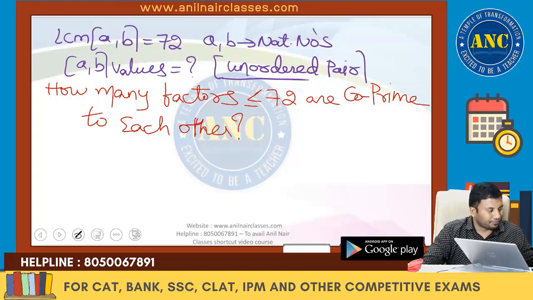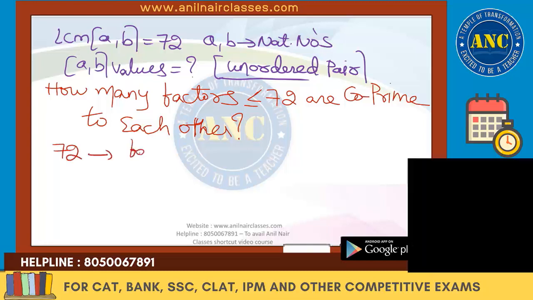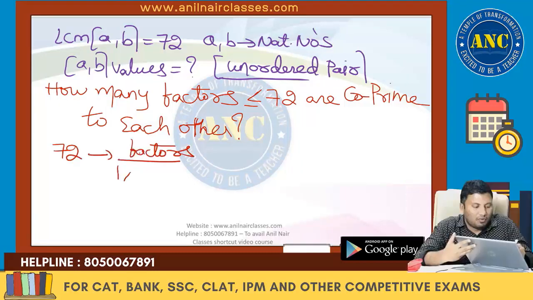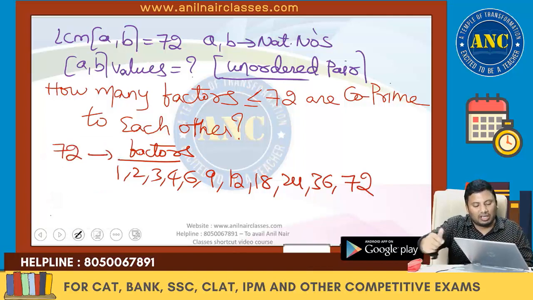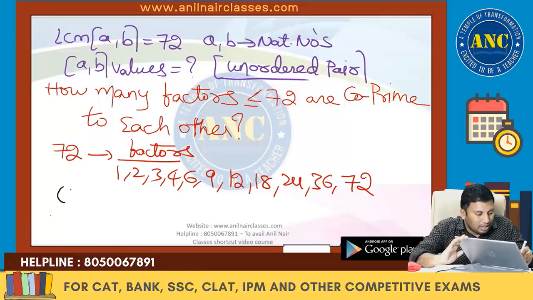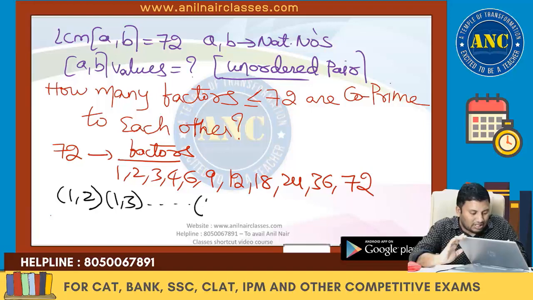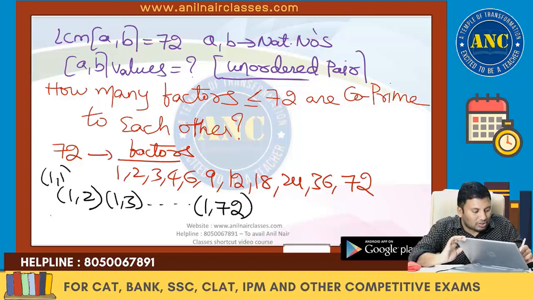Now see here. What are the factors of 72? Factors of 72 are 1, 2, 3, 4, 6, 9, 12, 18, 24, 36, 72. Is 1 and 2 coprime to each other? Yes. Is 1 and 3 coprime? Yes. 1 and 72 are coprime to each other. In fact, 1 is also coprime with 1.